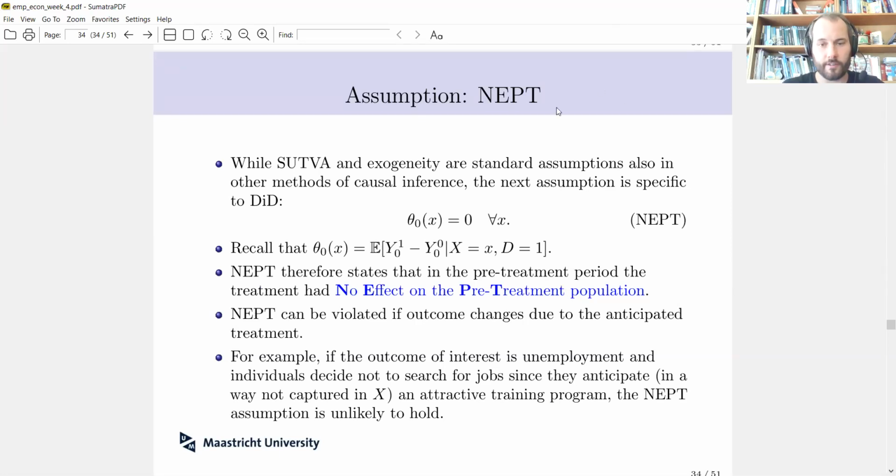So SUTVA and exogeneity are standard assumptions in any method of causal inference. These are very basic. And the next one is a bit more specific to the difference-in-differences design. Here I think the name is pretty much telling it all: NEPT means no effect on the pre-treatment population. So the treatment should not be anticipated.